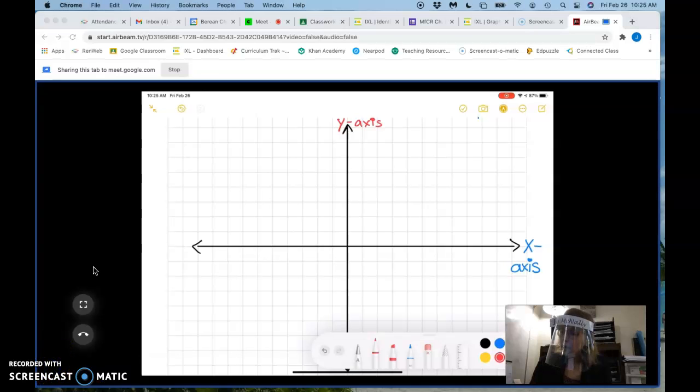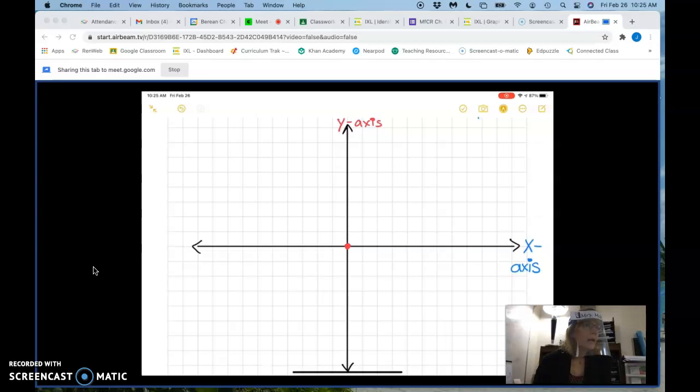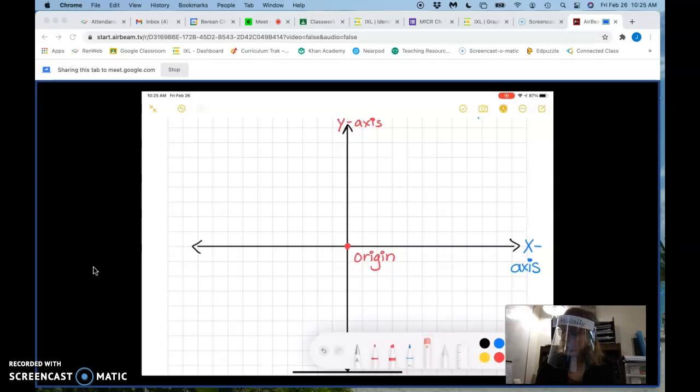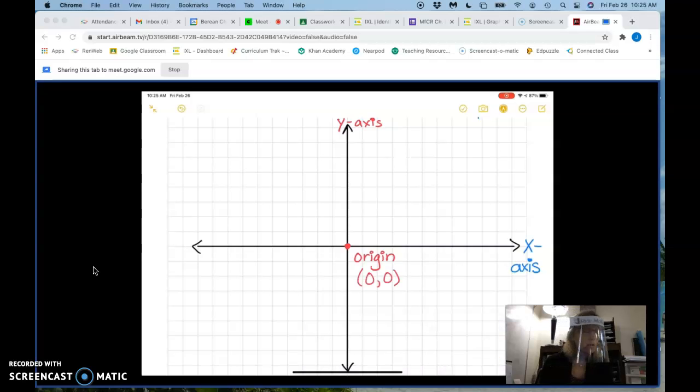On the coordinate plane, where both the lines meet, you're going to put a dot. And that dot is called a point. And the point has a special name because it's right where both the number lines meet. And the name of this point is the origin. And this origin has some numbers that go with it too. And the numbers that go with the origin are 0, 0.